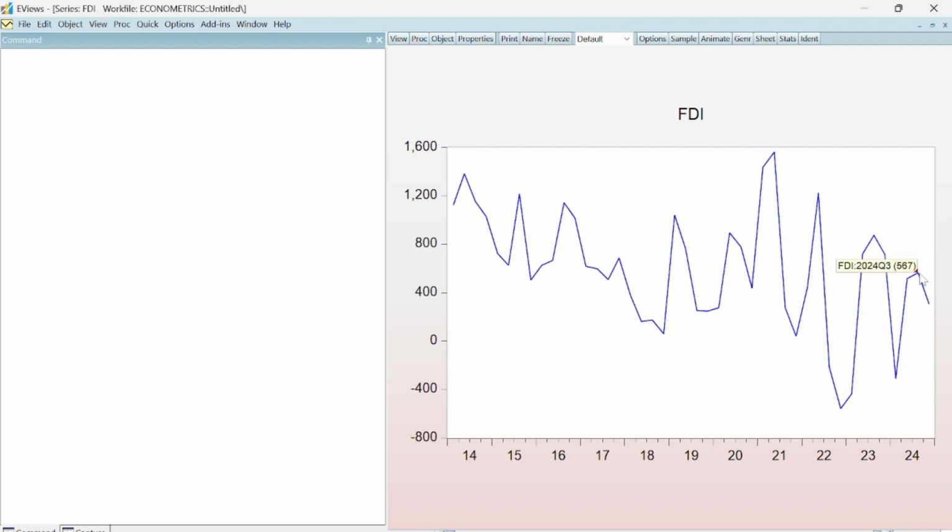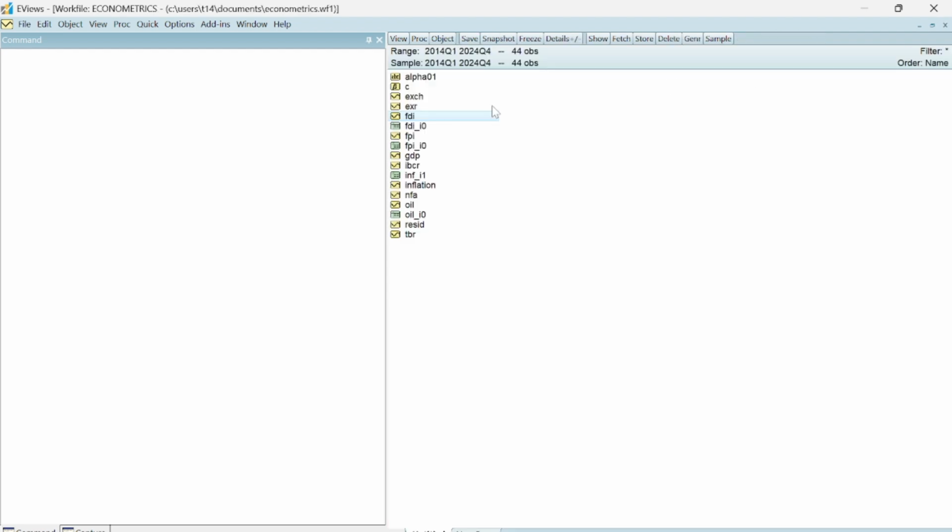There's actually a decline. We've not gotten to that, which means FDI has been decreasing since 2014, which is actually not good for Nigeria. So this is how to explain, in case you're asked to explain. Okay, we can also look at FPI.